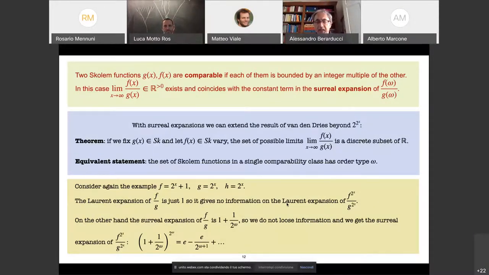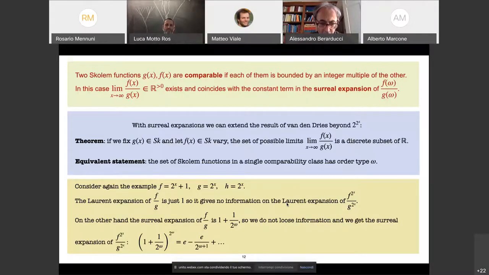But we have not lost any information. So f divided by g is exactly 1 plus 1 over 2 to the omega. We don't lose any information with these asymptotic expansions. Usually when you do asymptotics, you lose information. Instead, with this kind of surreals, you can do something which is called super exact asymptotics. So you can really identify the function with its expansion, although there is no claim of convergence of the expansion. It's formal, but it's exact because it's a real equality inside the surreal numbers.